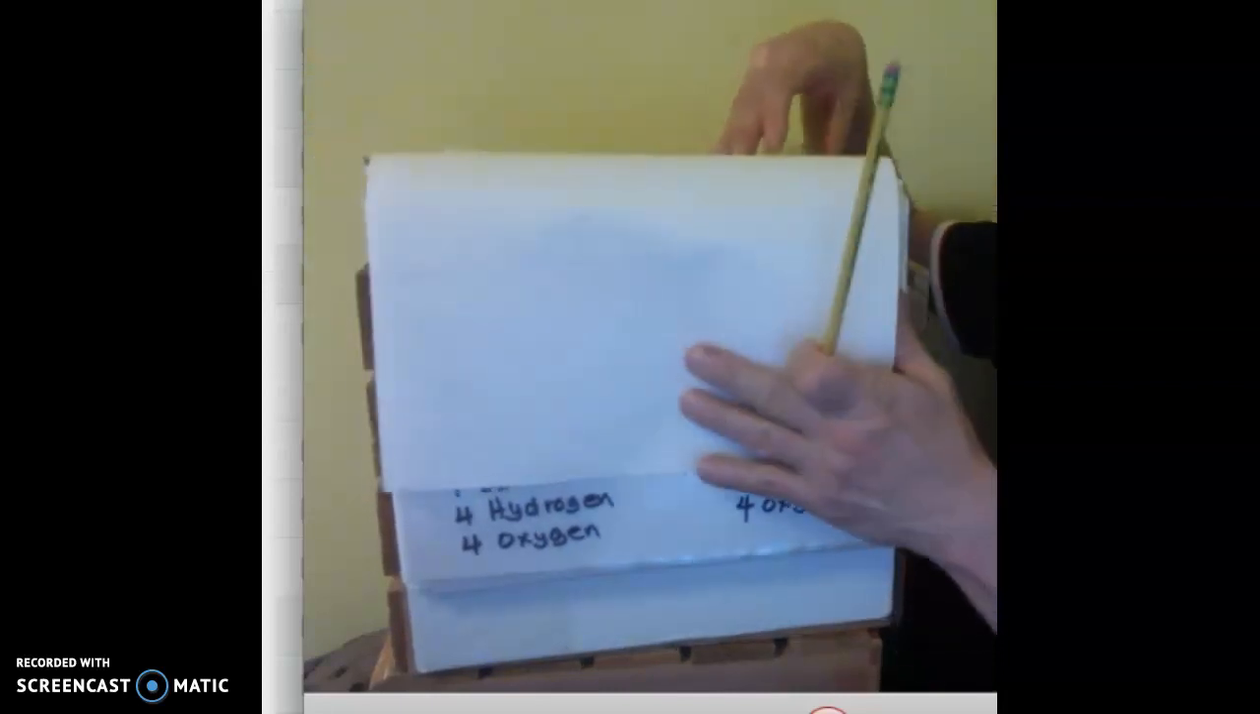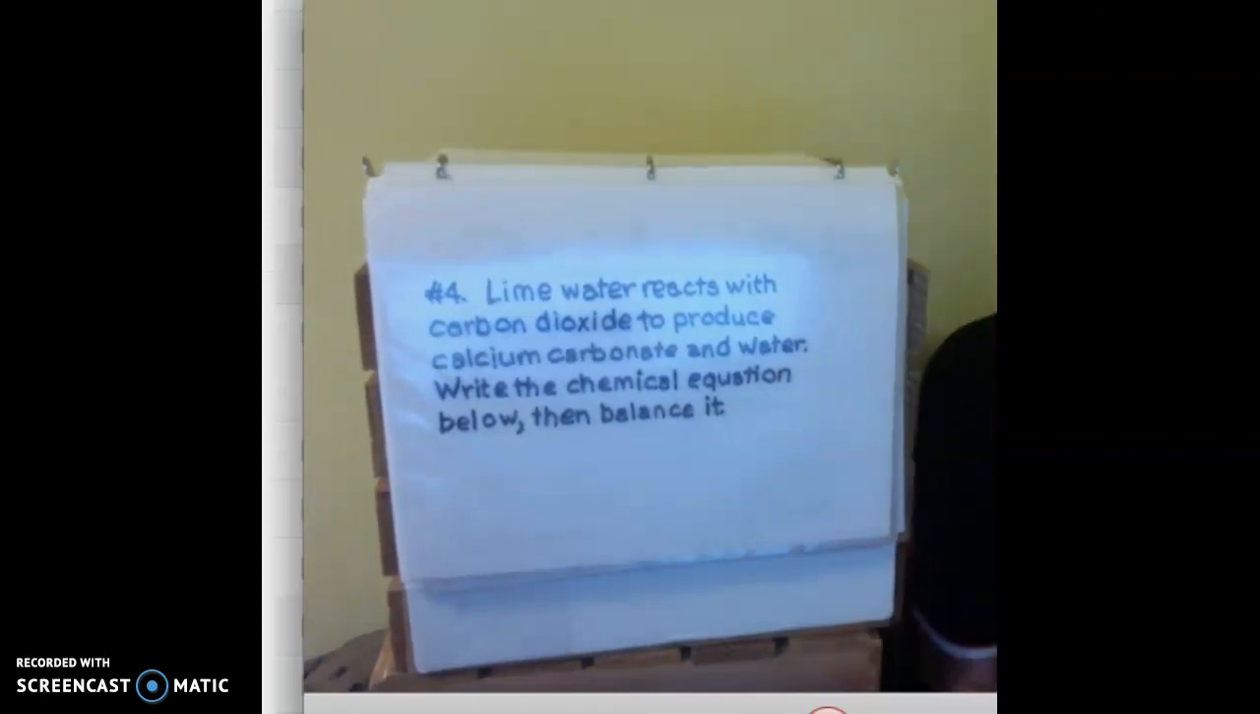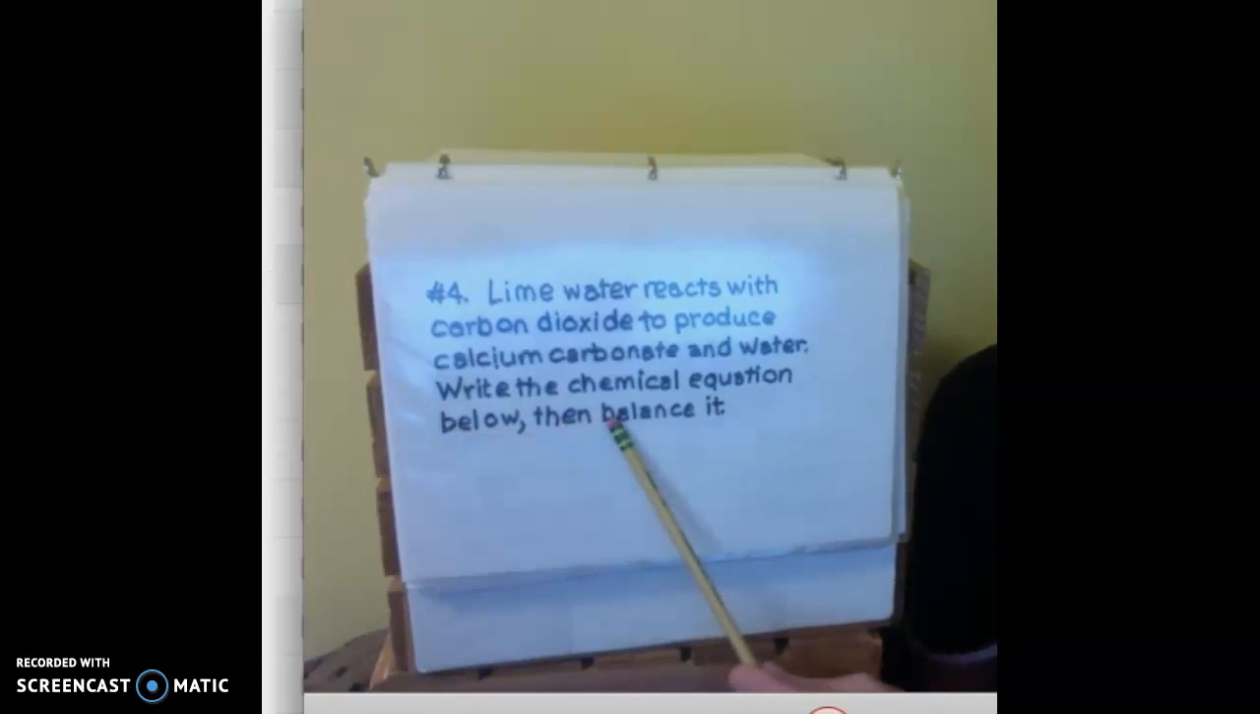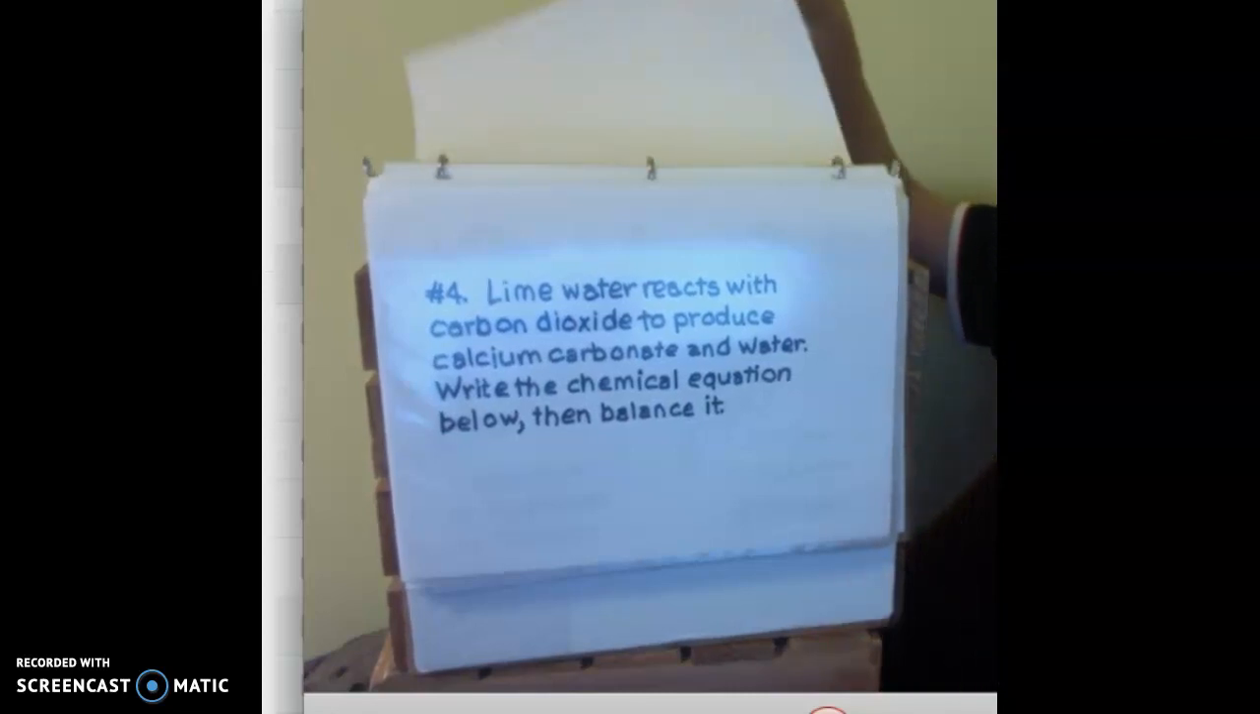This is going to be a little bit difficult, so make sure you recognize that one. It says lime water reacts with carbon dioxide to produce calcium carbonate and water. Write the chemical equation below, then balance it. So what you're going to have to do is list down lime water plus carbon dioxide yields calcium carbonate plus water. Then you balance it, so it's up to you. You follow the same steps as we did in number 3, and you should be okay.